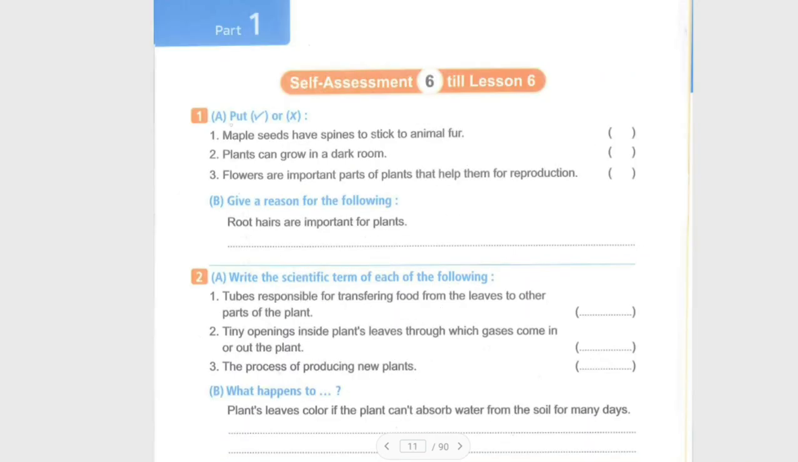Number 1A, put true or false. Maple seed has spines to stick to animal fur. Answer is false. Number 2, plants can grow in a dark room. The answer is false. Flowers are an important part of the plant that helps them for reproduction. The answer is true. Then B says give a reason for the following. Root hairs are important for plants.